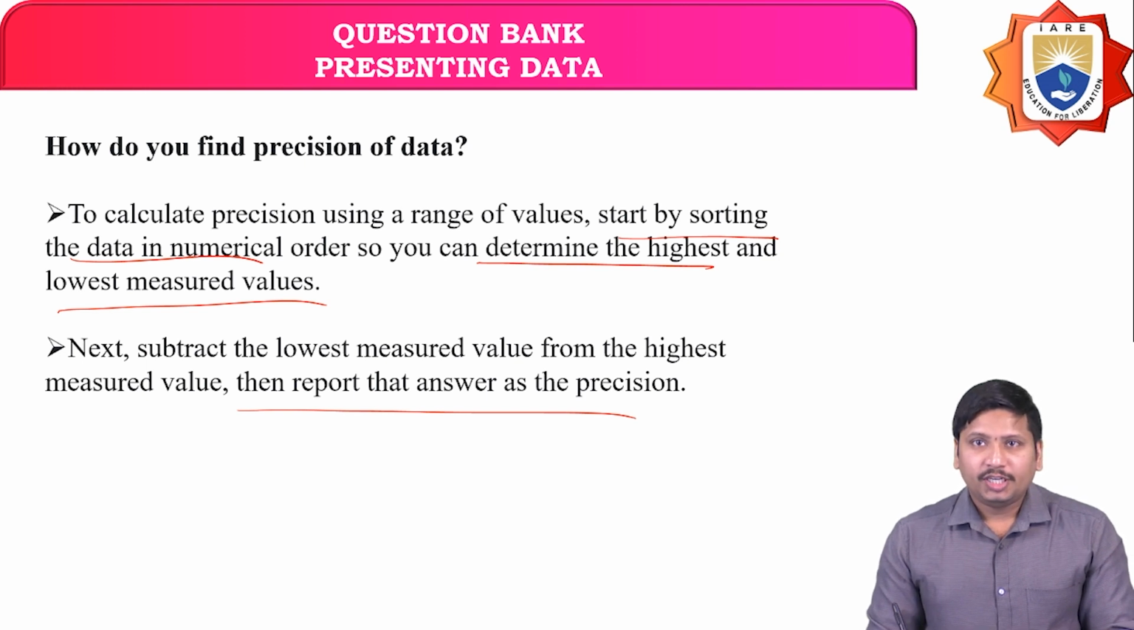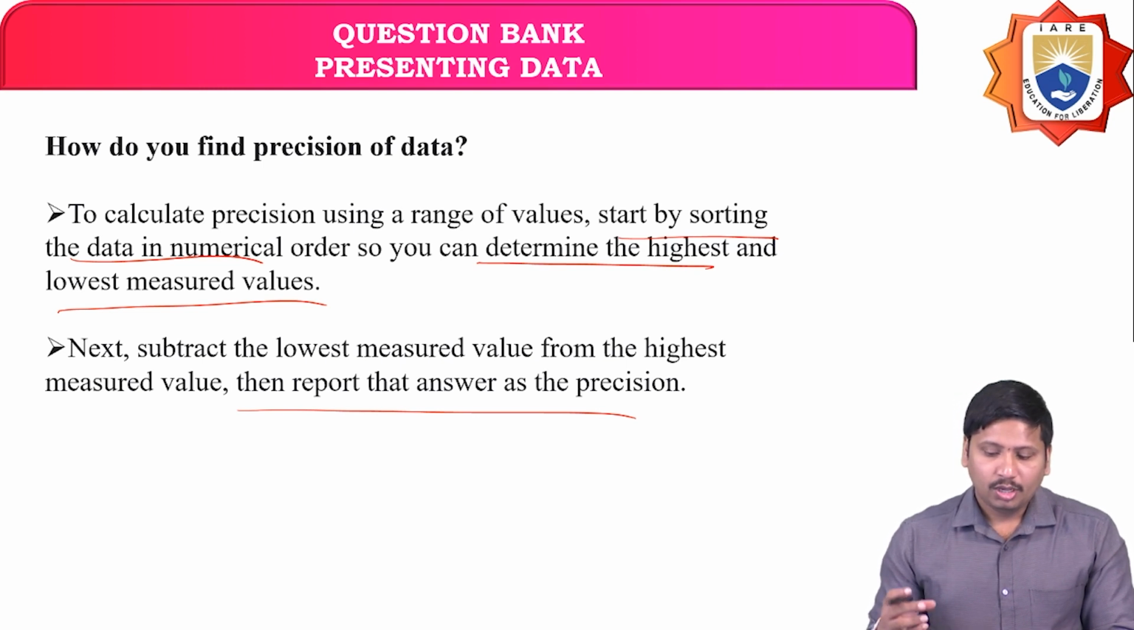So this is how we can find the precision of the data: determine the highest and lowest measured values, and then report the answer as the precision.